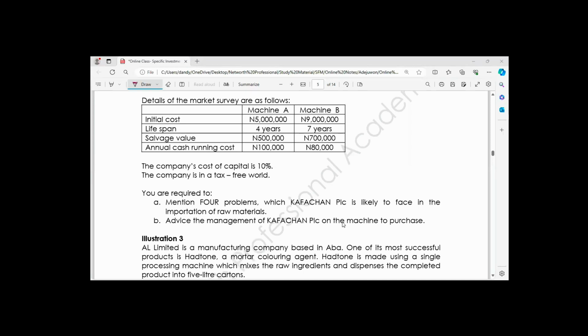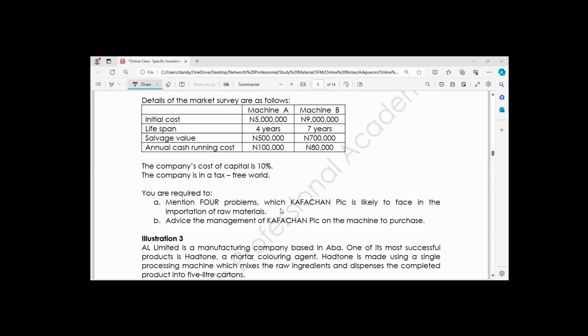Thank you very much, Debbie. Without wasting more time, examiner is asking you to mention 4 problems which Kafachan PLC is likely to face in the importation of raw material. So you need to personalize this requirement. Put yourself in the position of importer. You are in your importation business. You want to import raw material from abroad. What are the likely challenges that you may face as a company?